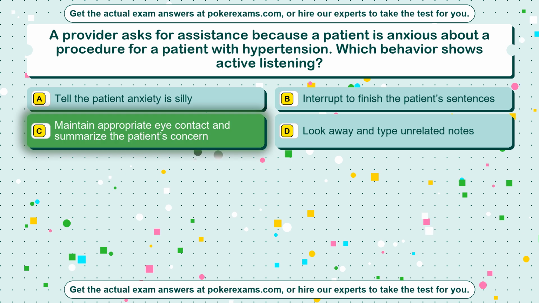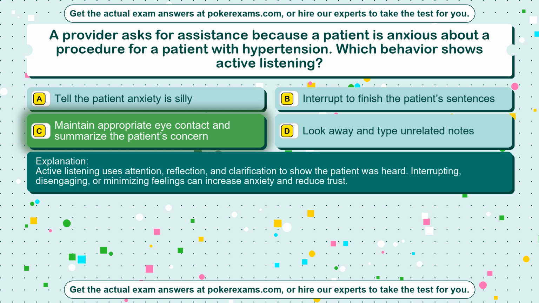The correct answer is option C, maintain appropriate eye contact and summarize the patient's concern. Active listening uses attention, reflection, and clarification to show the patient was heard. Interrupting, disengaging, or minimizing feelings can increase anxiety and reduce trust.